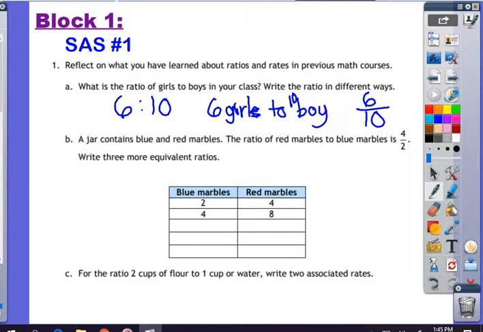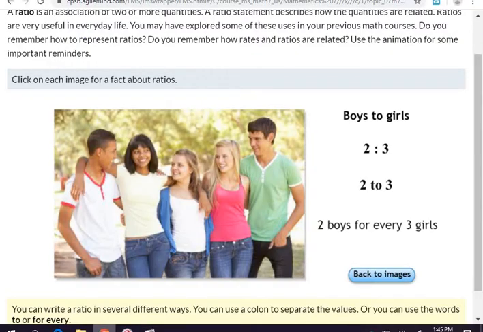Does the big number always have to be second? No, we're actually going to talk about that in just a moment. Okay? Good question, though. Lots of people want to do that. So that's a very good question. All right, let's go back to our picture here.